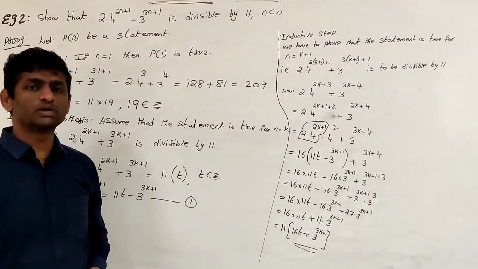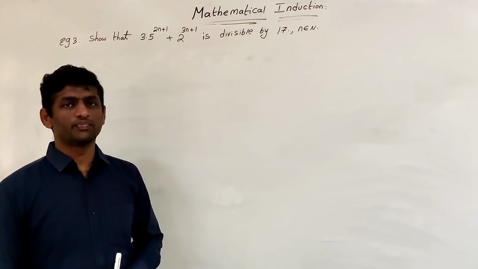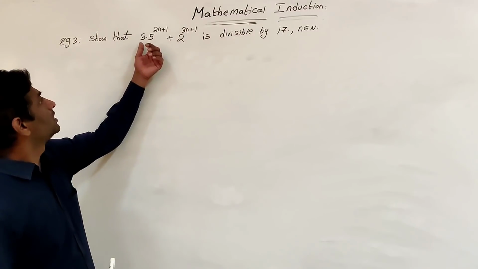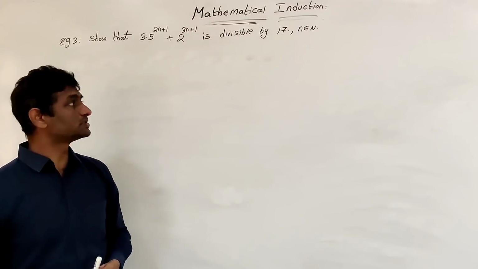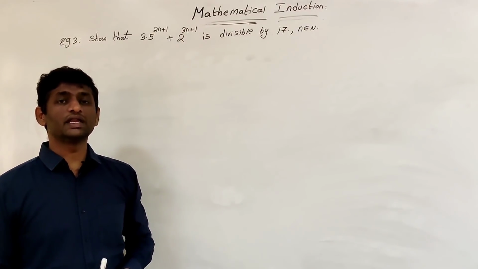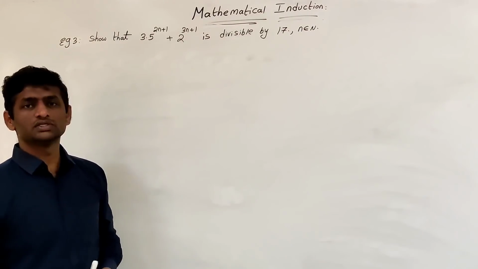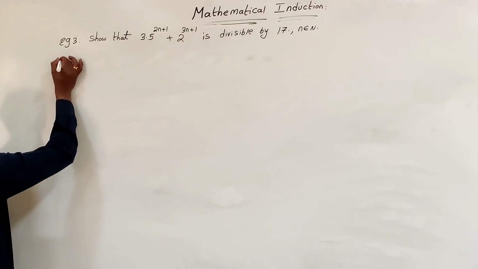Now we will go for one more problem. Third problem. Show that 3 into 5 to the power of 2n plus 1 plus 2 to the power of 3n plus 1 is divisible by 17 where n belongs to natural number. So we will see by using mathematical induction. Proof.